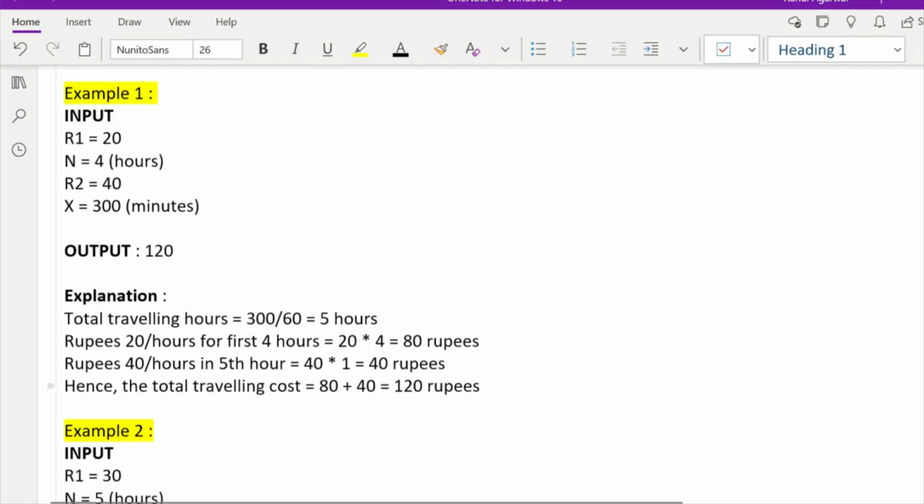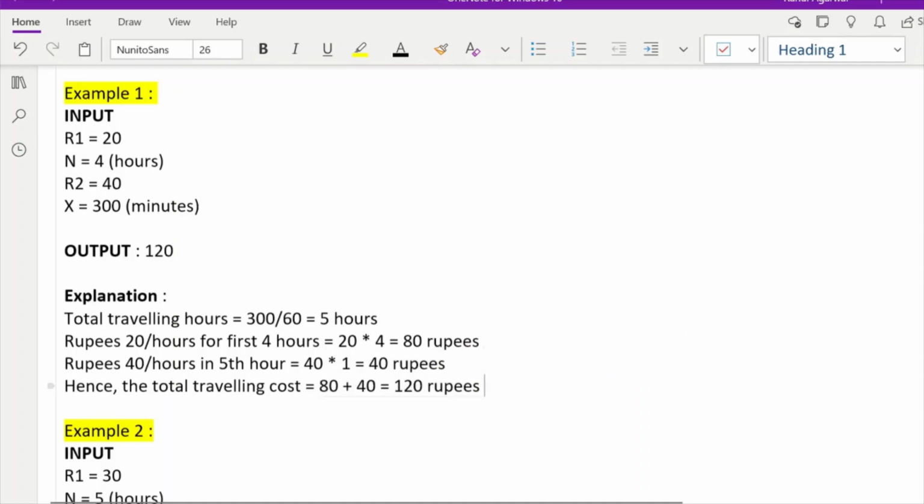And then how many more hours remain? Total 5 hours were there, we have calculated for 4 hours, so one more hour is remaining. For further hours, we know that we have to take the cost as R2, that is 40. So 40 rupees per hour in the fifth hour, which equals 40 into 1, that is 40 rupees. Hence the total traveling cost will be the cost of 4 hours and the cost of the fifth hour, which is 80 plus 40, equals 120 rupees.